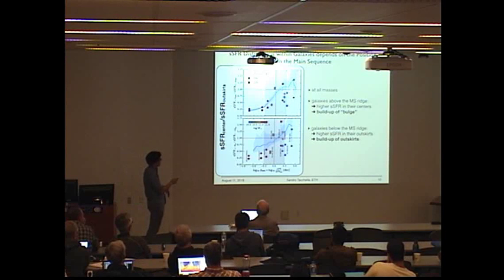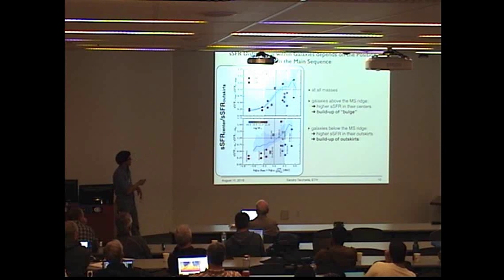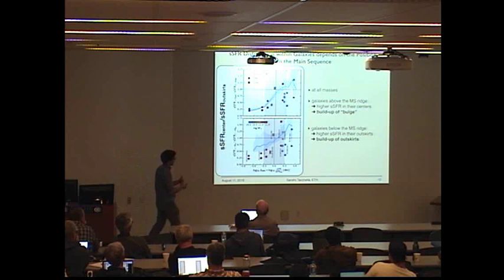We see that galaxies that tend to lie above the main sequence in observations also have specific star formation rate values that are more or less consistent with being flat. So these galaxies have a ratio of about 1, and galaxies that tend to fall below the main sequence have specific star formation ratios that are below 1, and therefore have more specific star formation rate in the outskirts than in the center.